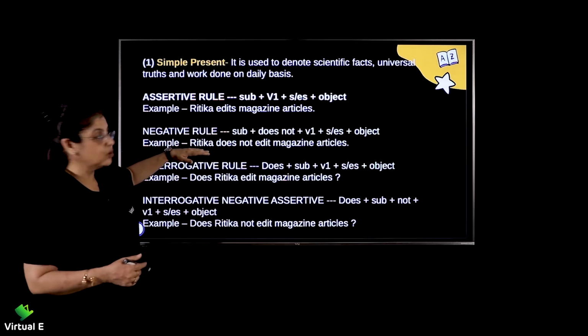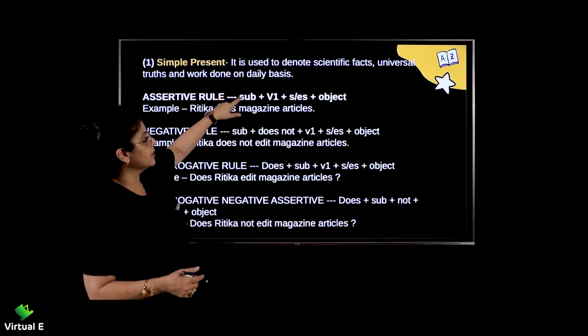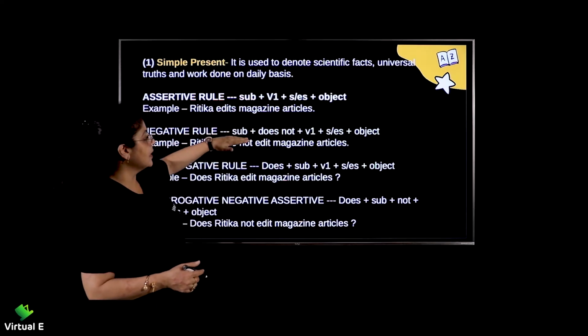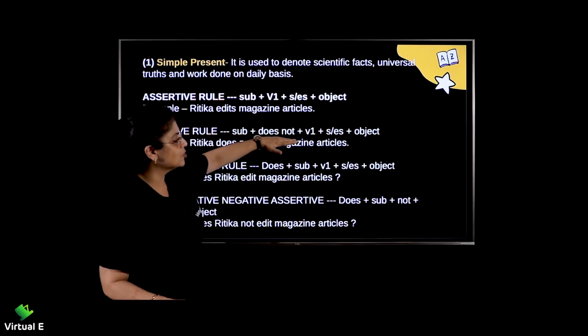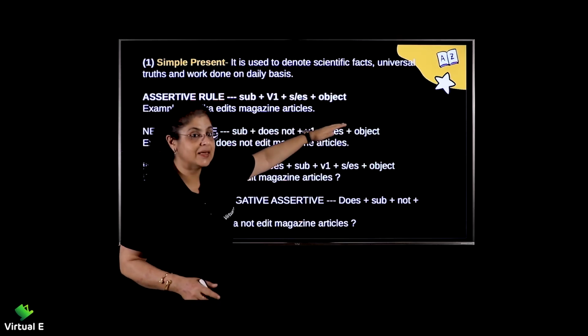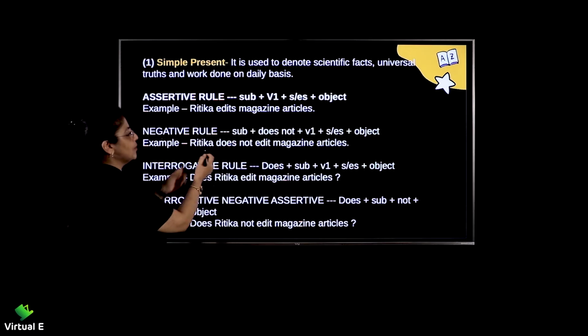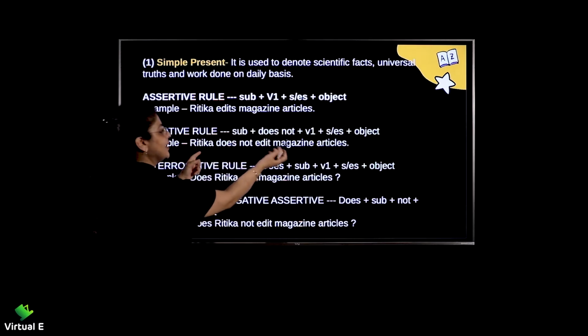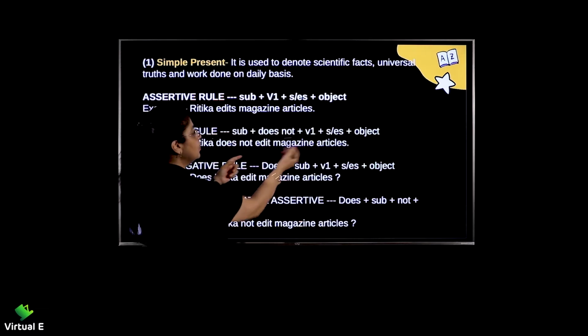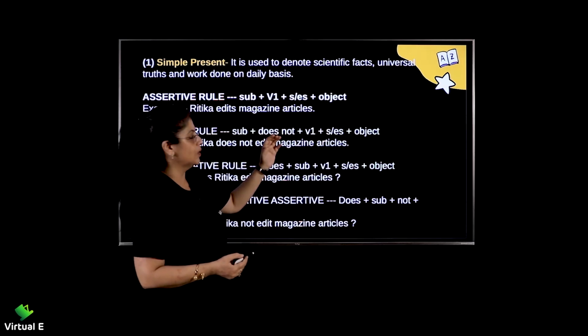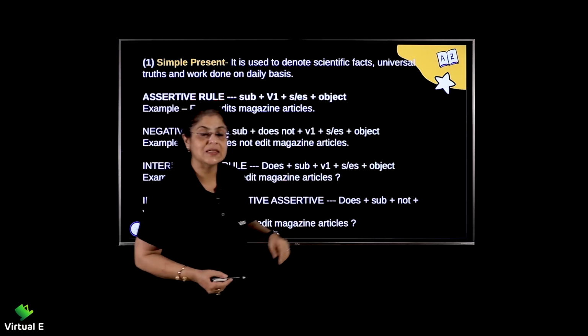Coming to the negative rule, there it is. Now look here. Here it is subject plus verb 1 plus S or ES plus your object. Now here, subject plus does not plus verb 1 plus S or ES plus object. I'll go with this. So when I'm talking of subject, I'm talking of Ritika. When I say does not, it's does not. Verb 1 is edit, right? That's S or ES depending on your verb. And object is what? Magazine articles.